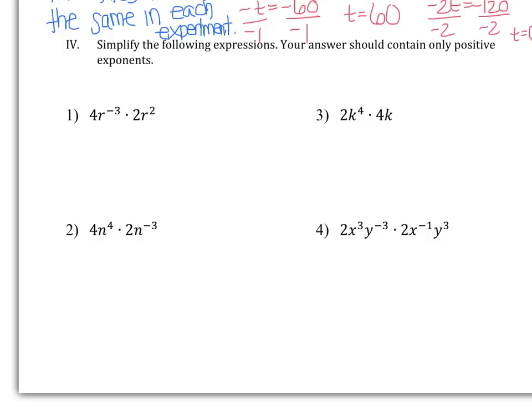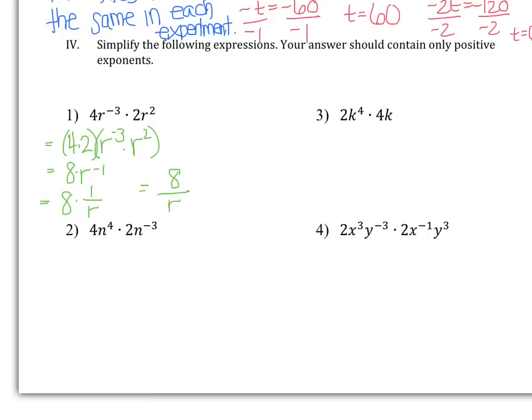So my like terms here are 4 and 2. Those are my numbers. So using the commutative property, I can reorder this and say 4 times 2 and r to the negative third times r squared. Well, 4 times 2 is 8, and r to the negative third times r squared is going to be r to the negative first. But we also know that r to the negative first is 1 over r to the first. So my simplified answer for this is going to be 8 over r.